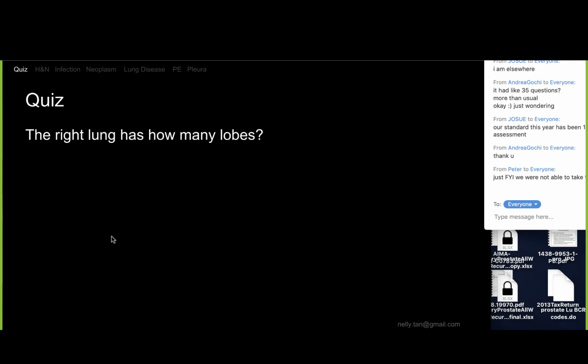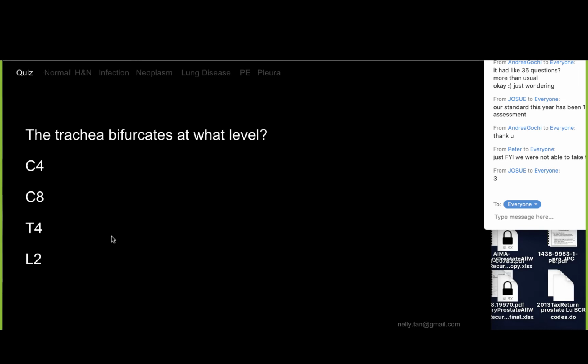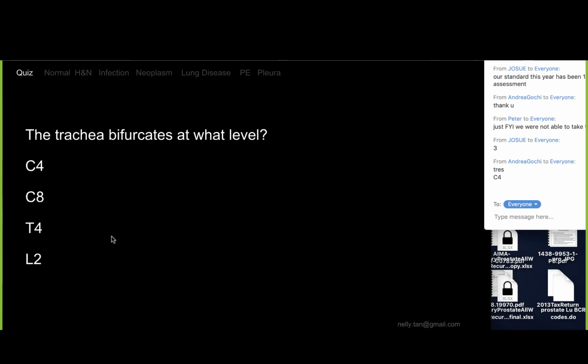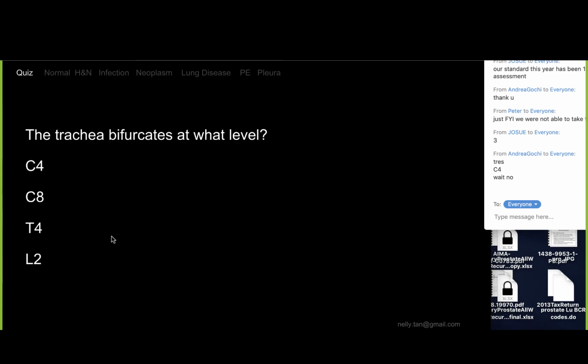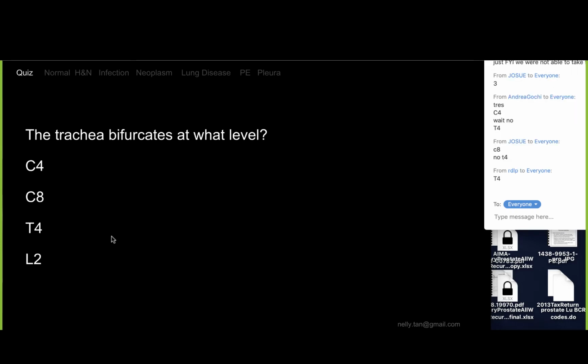So we have like 15 quizzes. So the right lung has how many lobes? 3, okay. The trachea bifurcates at what level? Any guesses? C4, okay. I think we have 8 people logged in addition to me, so hopefully we can hear from everyone. C8, C4, T4. Okay, we will find out.